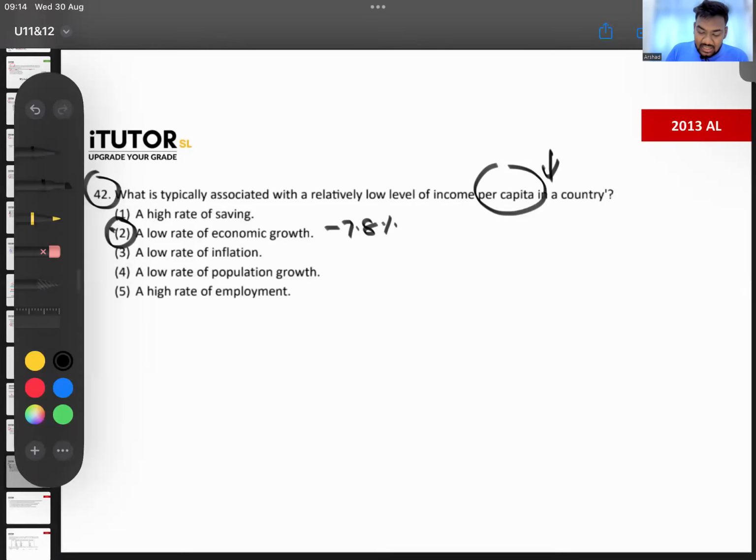Because think, how do you calculate per capita income? Per capita income is your GDP.